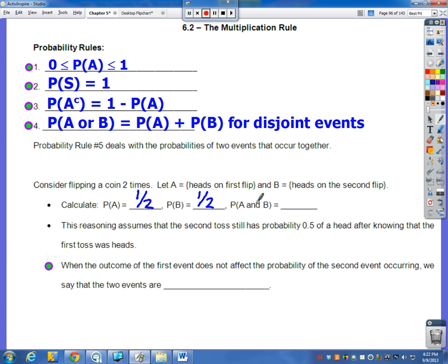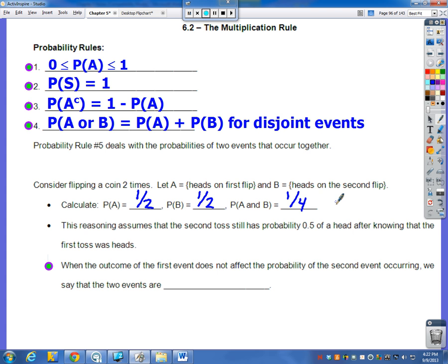So what's the probability of events A and B, that we get heads on the first flip and we get heads on the second flip? Well, that ends up being 1/4, okay? Or 0.25, or 25%. This reasoning assumes that the second toss still has a probability of 50% of a head after knowing that the first toss was heads.